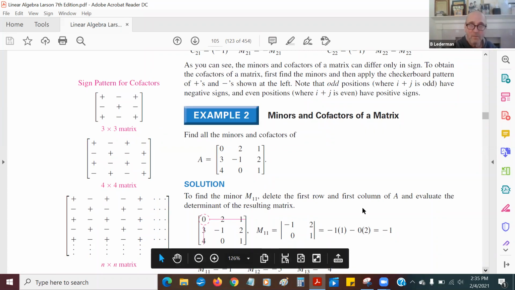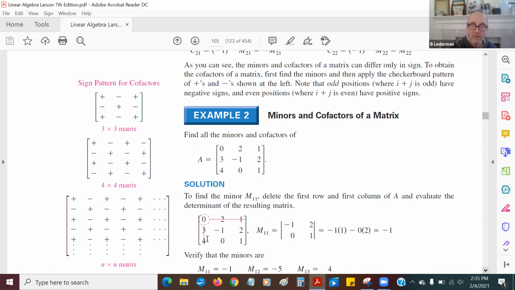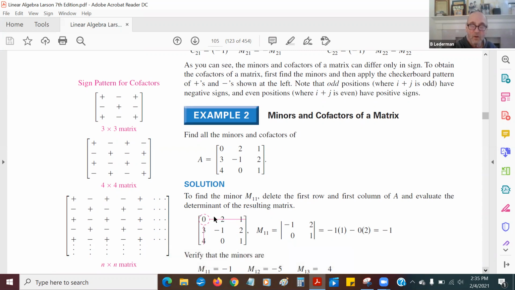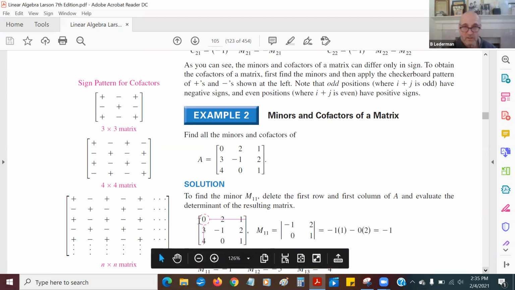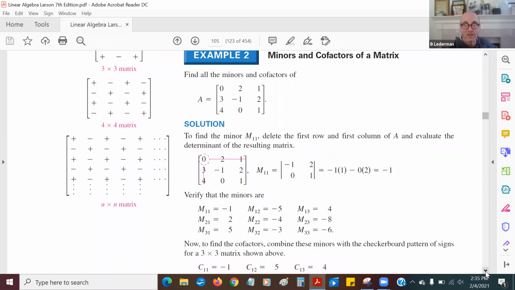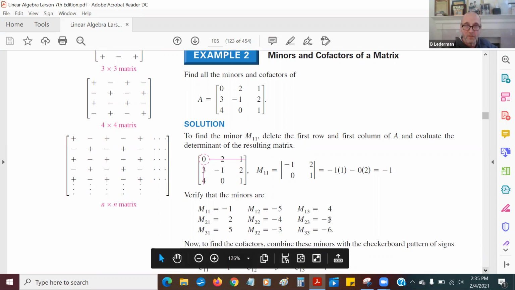Anyways, the minor M11. You go to A11, which in this case is a 0. You knock out the row and the column that A11 appears in, the first row and the first column. You're left with -1, 2, 0, 1, and this is just -1 minus 0, which is -1. So M11 is -1. Now C11 is also going to be -1 because it just stays the way it is. I'll leave this as an exercise for you. These are what all the minors turn out to be.